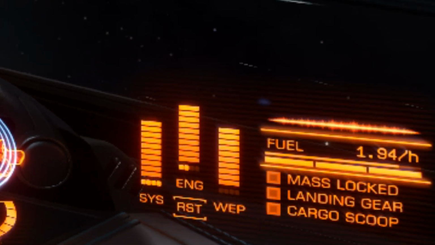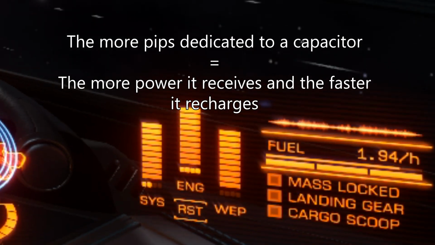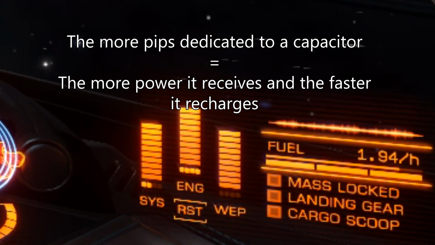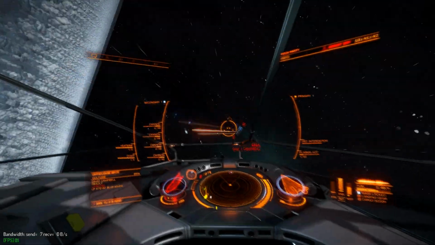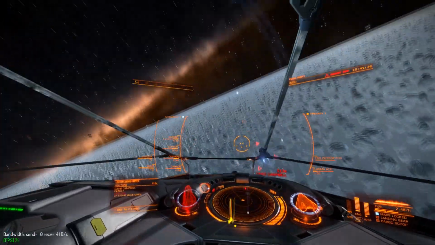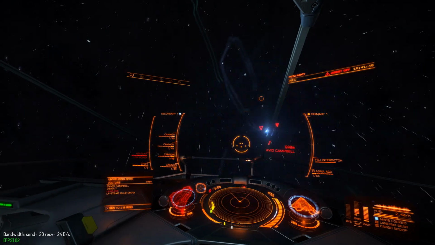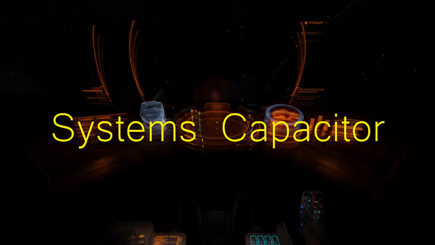There are 4 levels of priority that can be given to each system, known as pips. The pilot is responsible for distributing the total of 6 pips amongst the capacitors. Now that we've established what pips are, we're going to look at the effects of pip distribution in different capacitors. First of all, the systems capacitor.